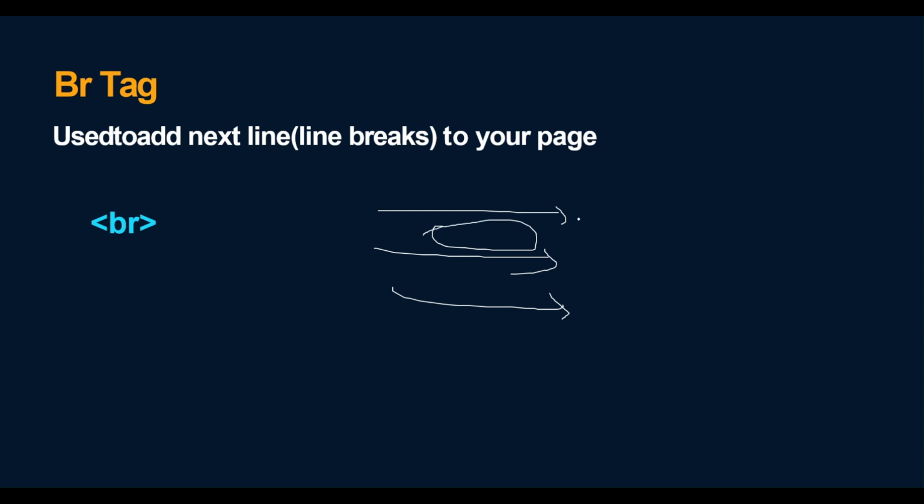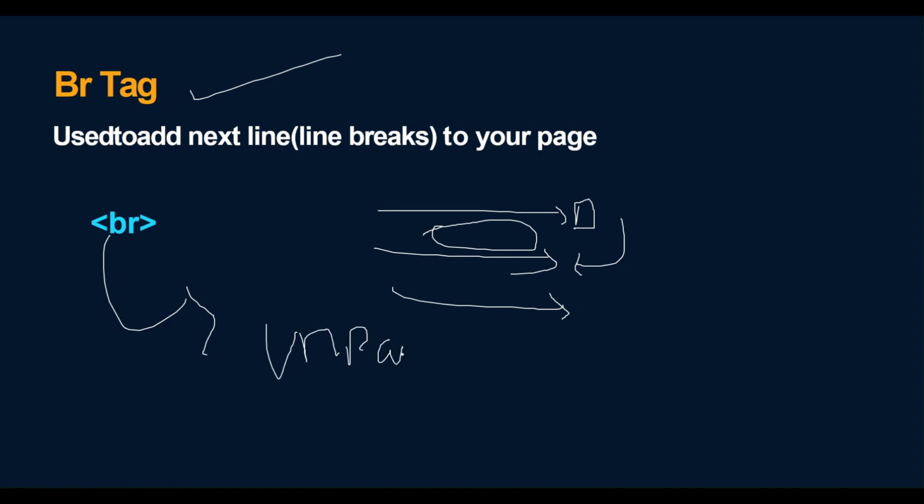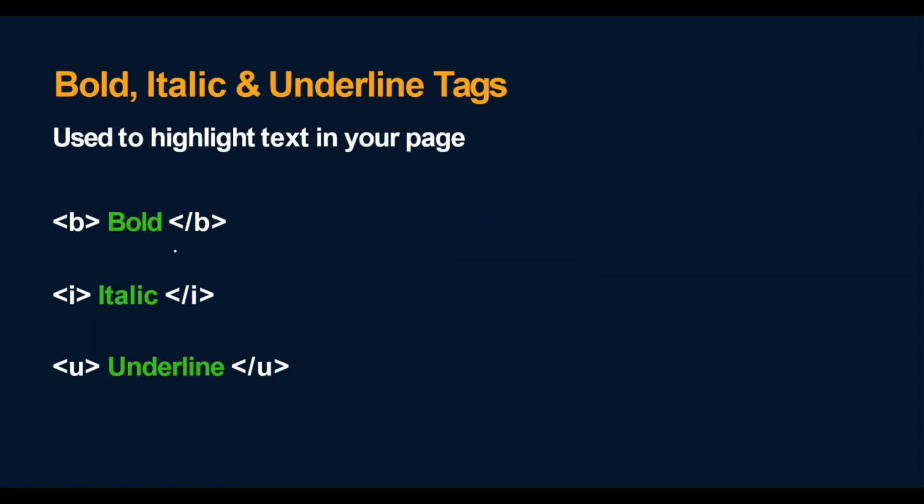I want to break at a point and start with a new line. For that purpose, I prefer the BR tag. This BR tag is an unpaired tag, which is used to break a line and start with a new line. Okay. Next, the B tag, italic, and underline.